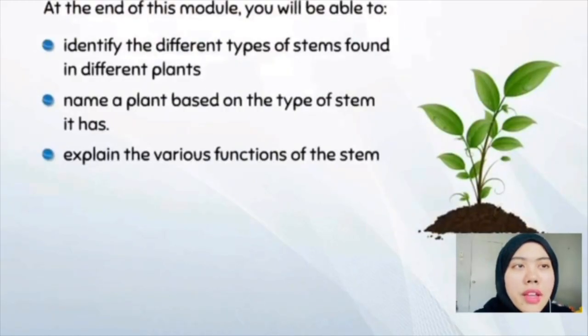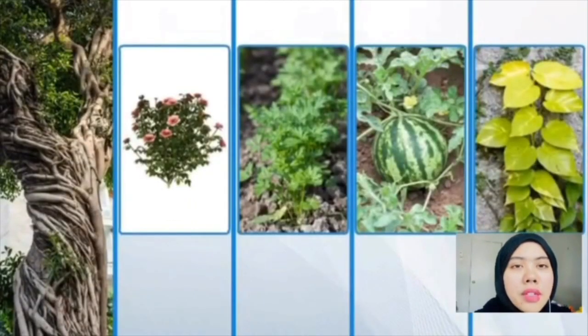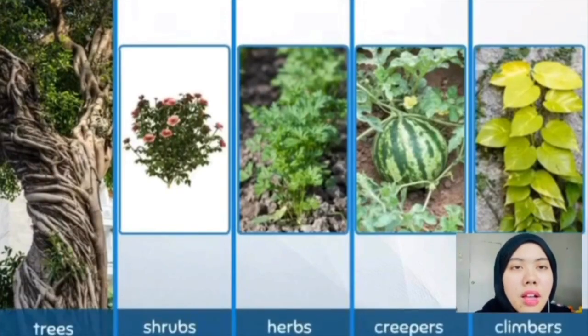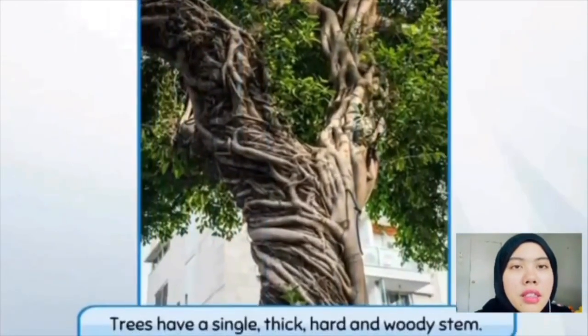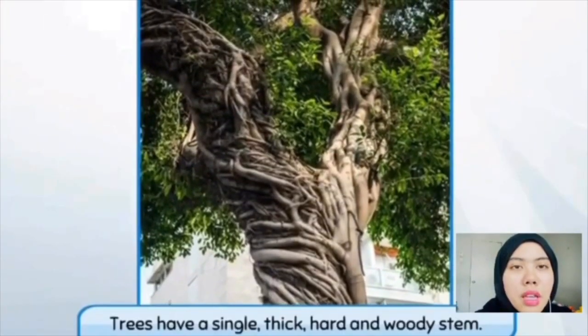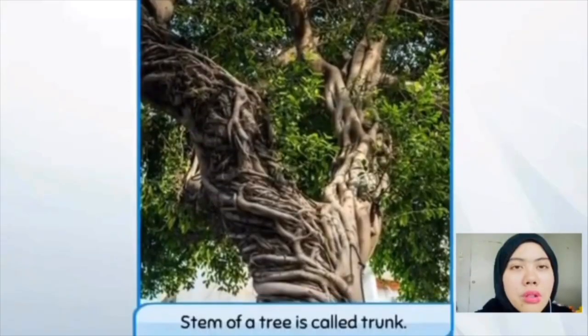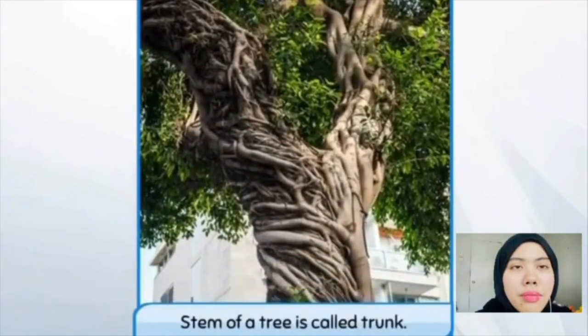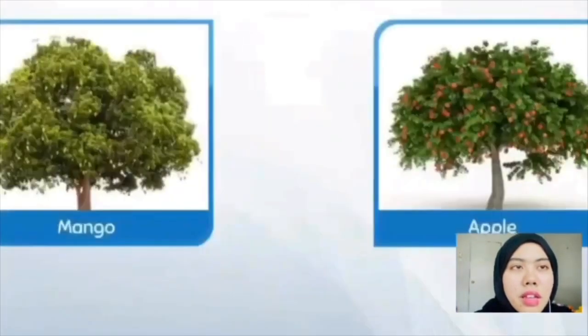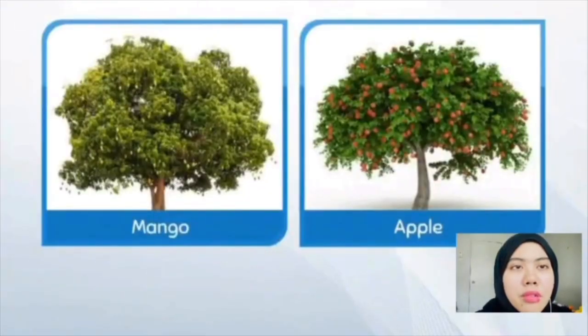Different kinds of plants have different stems. Plants can be named according to the types of the stem they have. Plants that have a single thick, hard and woody stem are called trees. The stem of a tree is also called the trunk. Big trees like that of mango and apple have a wooden trunk.